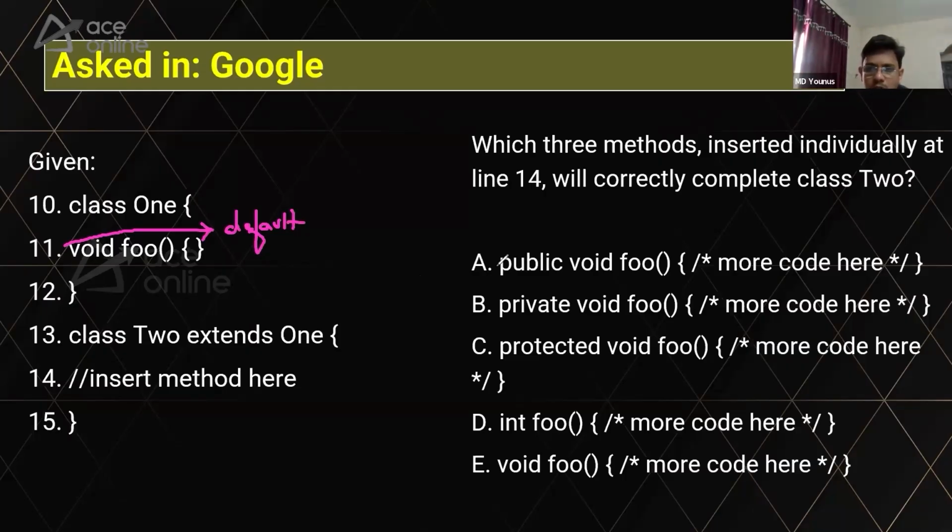Now, will option A be allowed here? Let's check. Is the name same? Yes. Arguments are also the same. Return type is the same. But the access modifier is different. What do you think, guys? Will it be allowed?